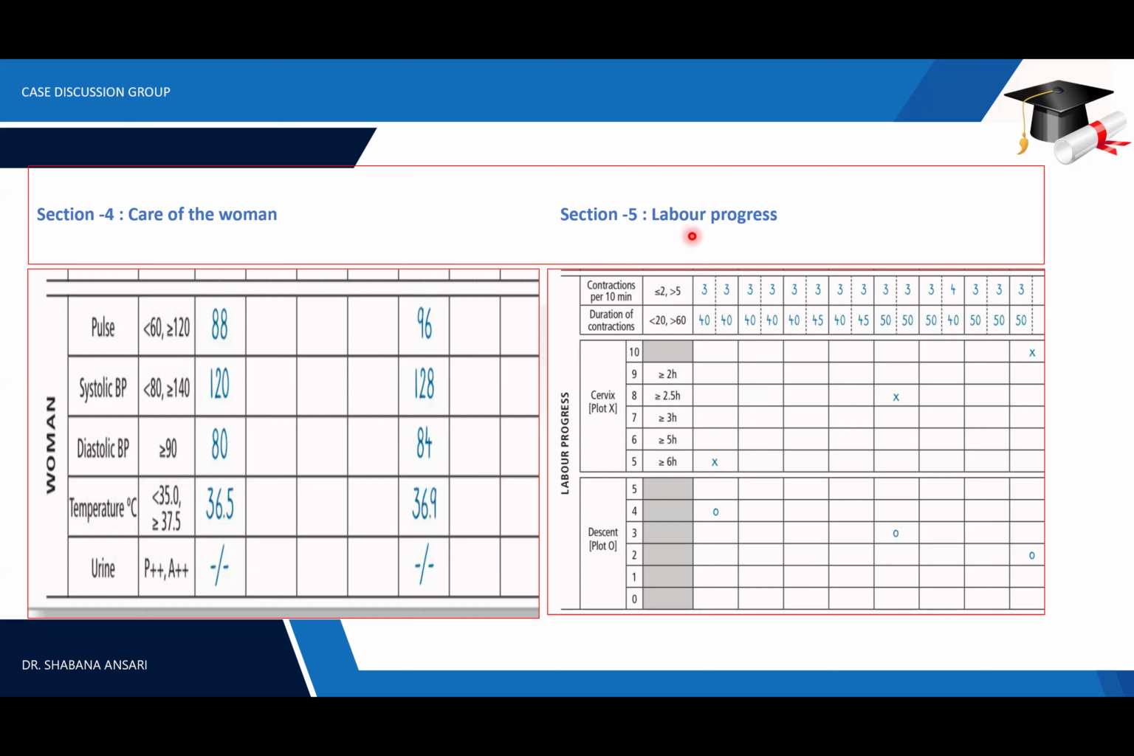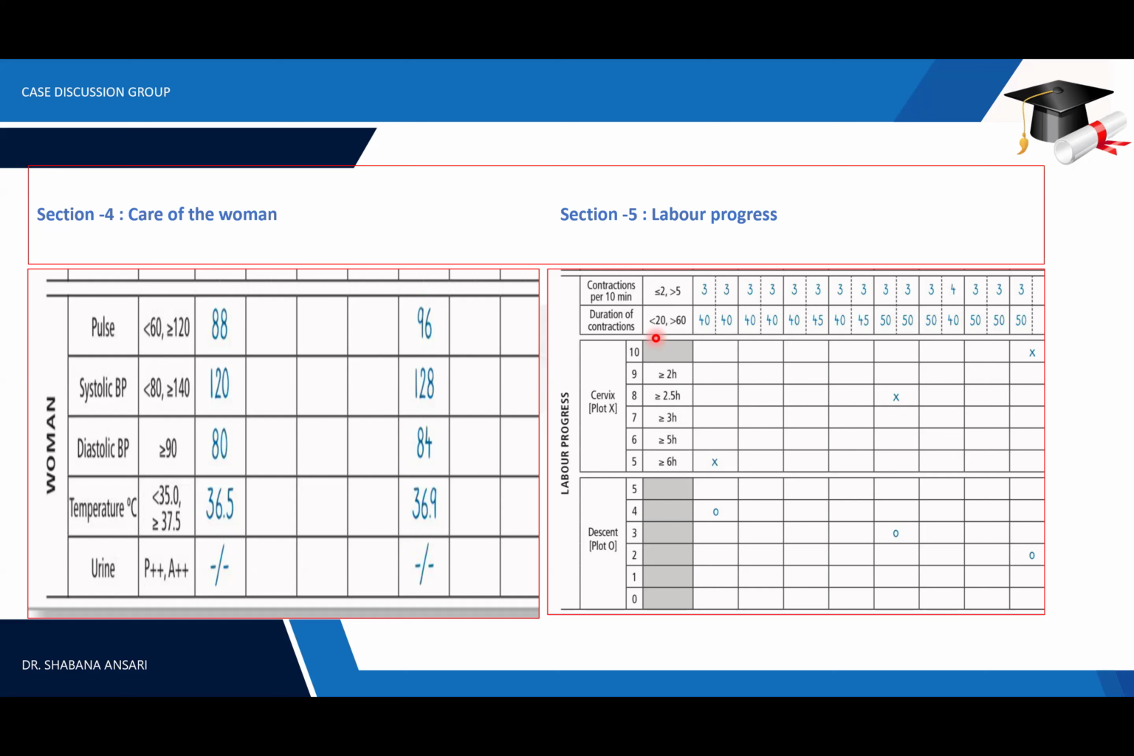In section 5, we have the number of contractions per 10 minutes. If it is either less than 2 or more than 5, then it comes in the alert line. So between 2 and 5 should be normal. We have to mark them accordingly, how many contractions they are getting. And duration of contraction, if it is less than 20, it means that it is less contraction, so we have to find out whether we have to start syntocinon or anything. If it is more than 60, it is hyper stimulation, so we have to inform the consultant or the senior midwife and do accordingly.